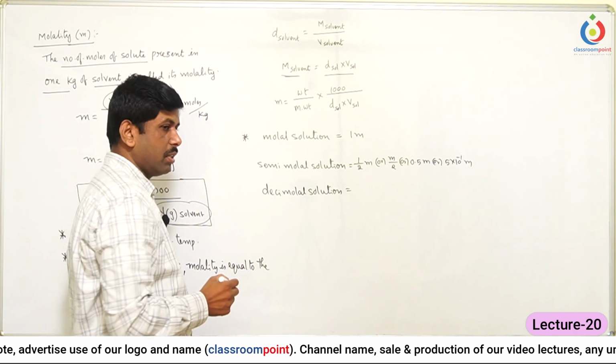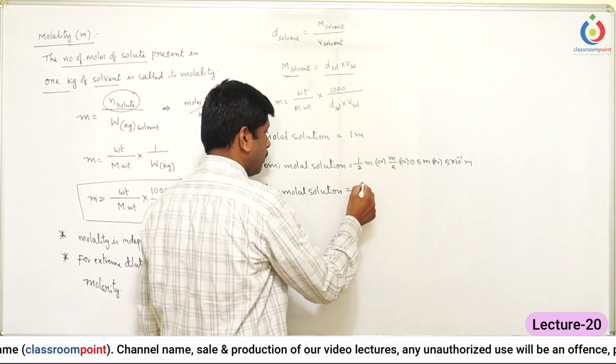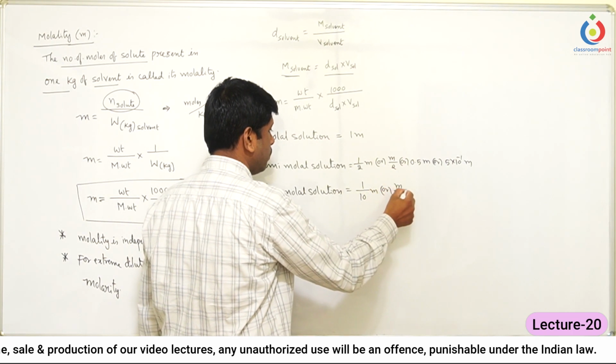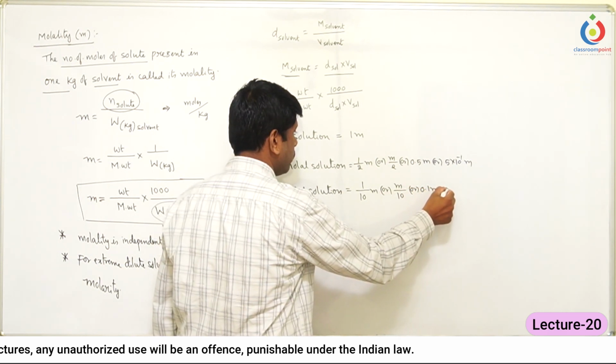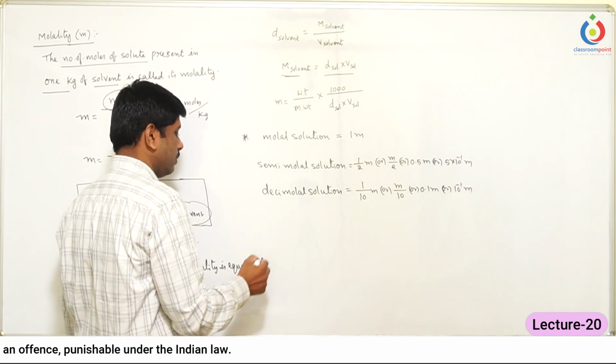Deca stands for 10, so deci also stands for the 10. But here it is 1 by 10. 1 by 10 M, or else M divided by 10, or 0.1 M, or 10 power minus 1 M solution.